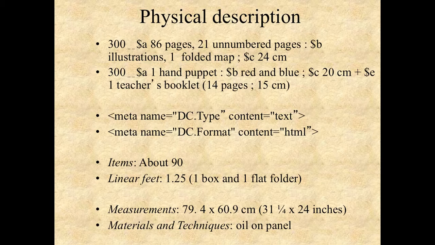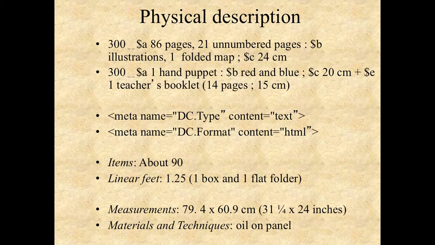How big is it if it's a physical object? What are the dimensions or measurements? What does it look like and sound like? So we're talking about colors, sound characteristics, illustrations, materials or techniques used to create the thing. What type of resource is it in a very basic sense? So talking about things like content, carrier, media type, format, and so on.